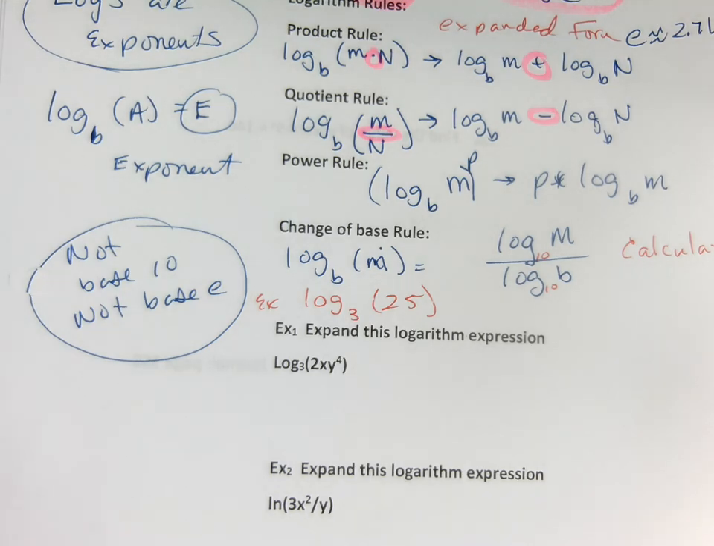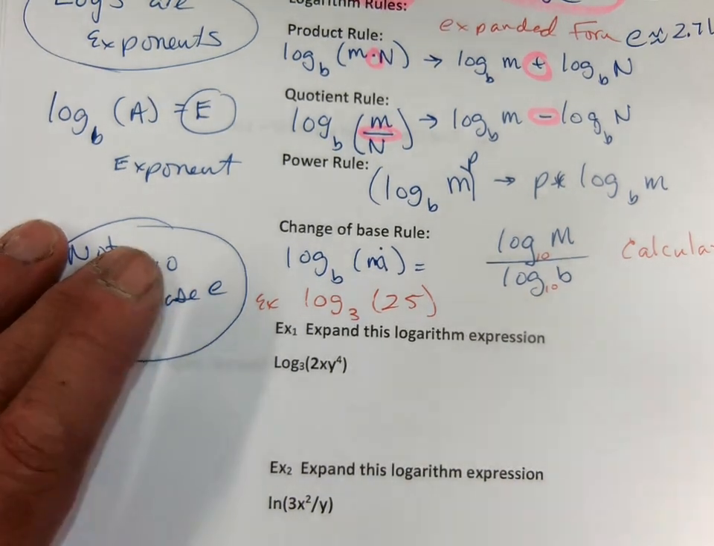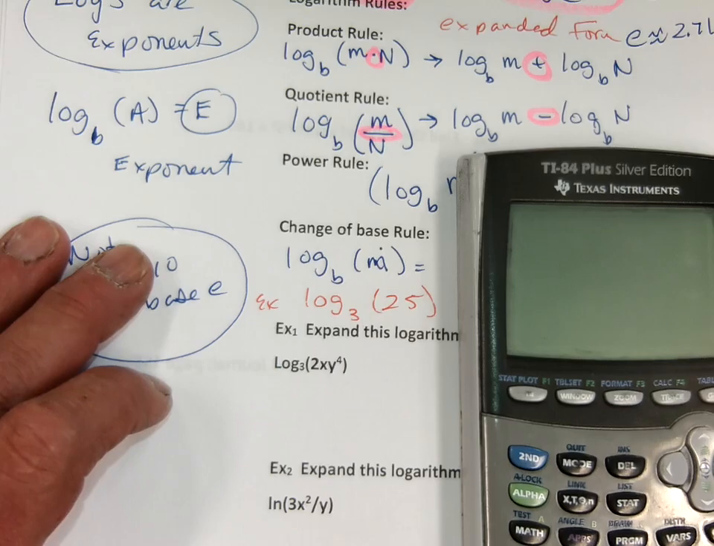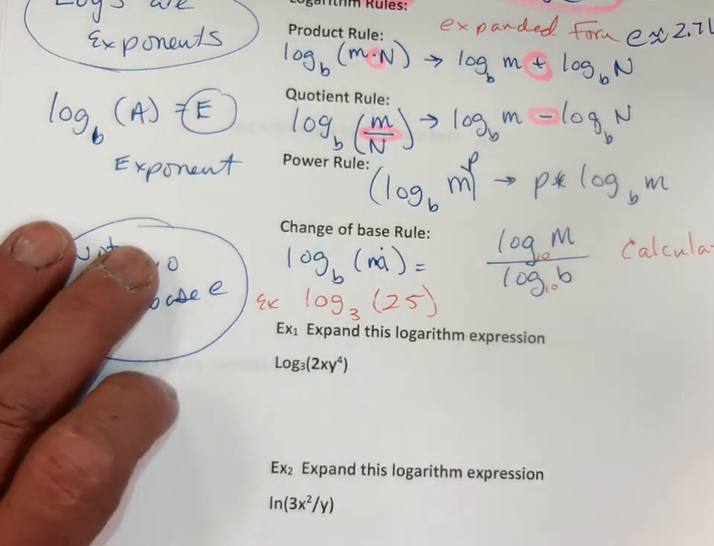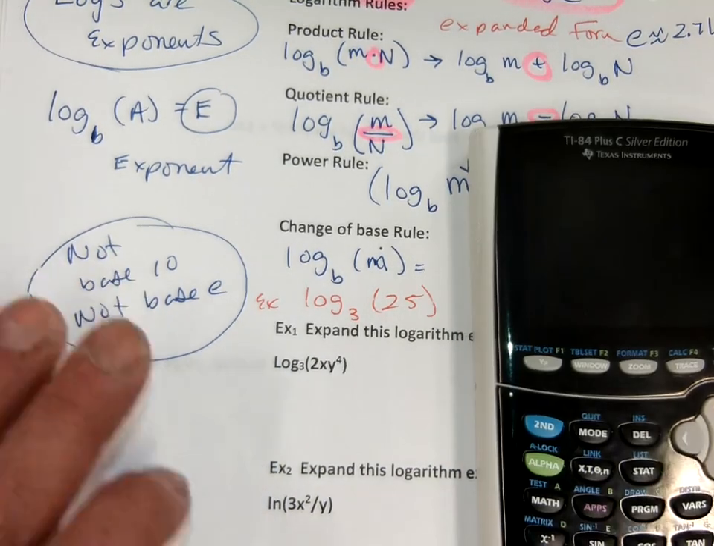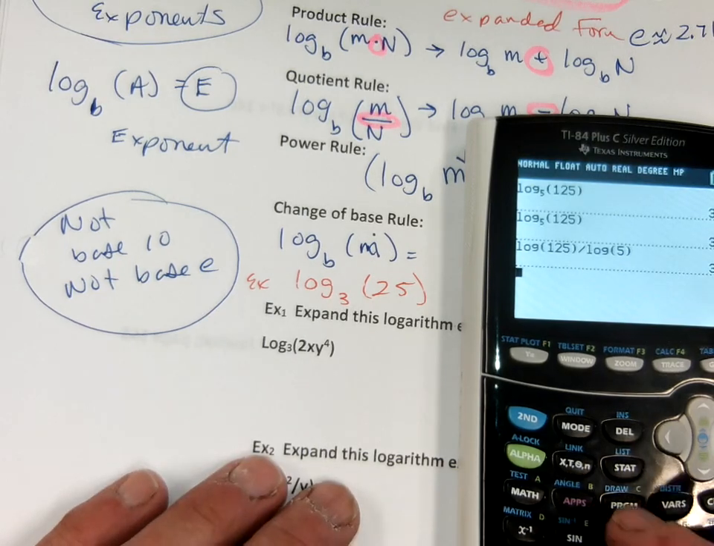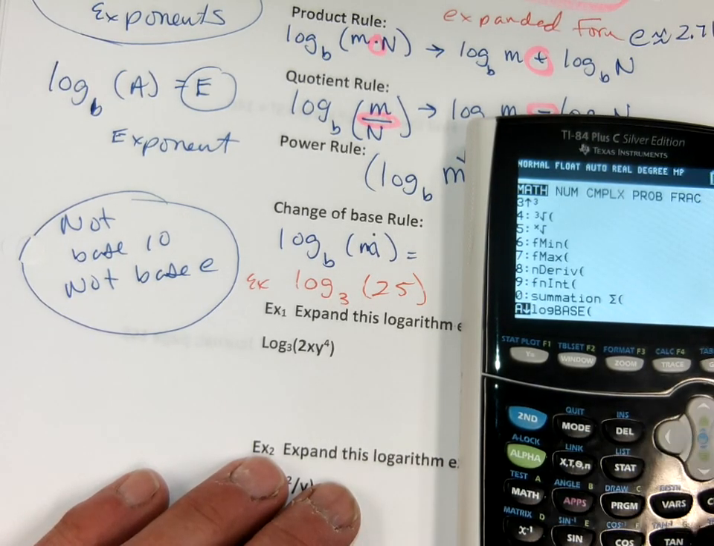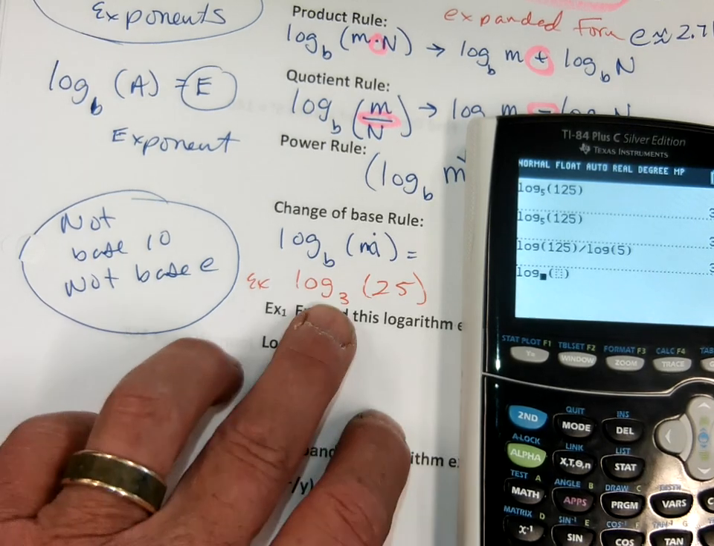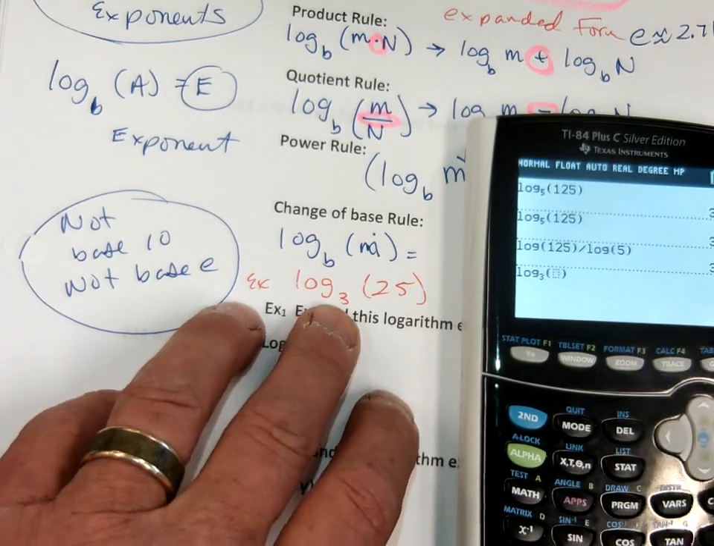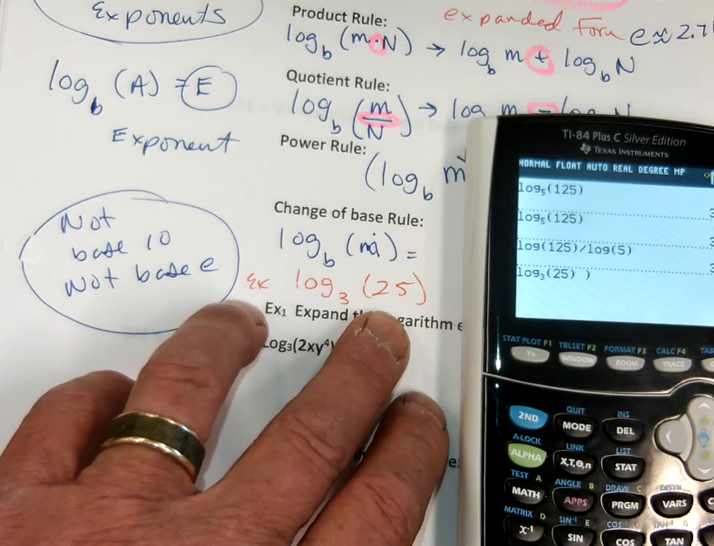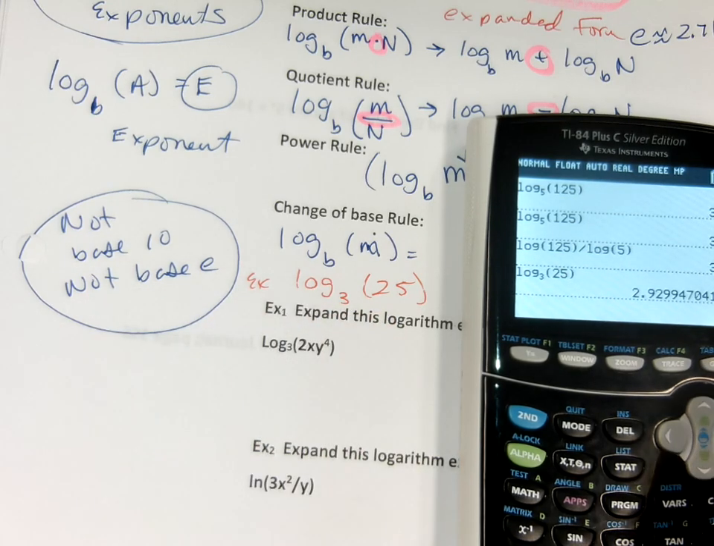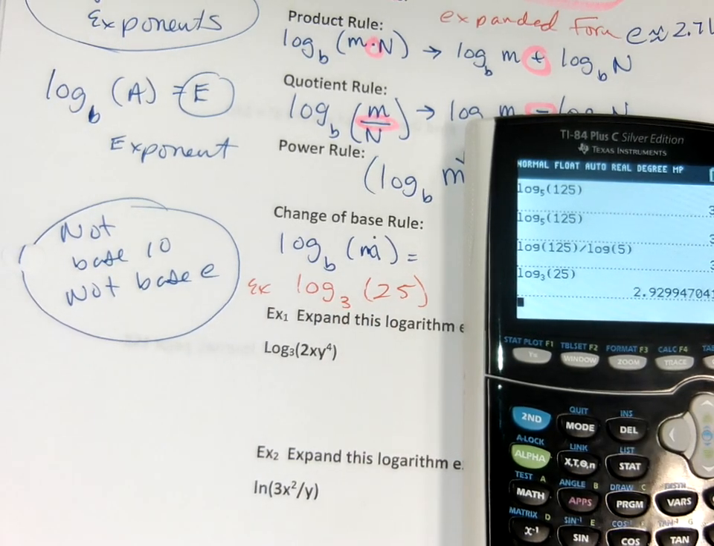So you could just go and use your fancy dancy calculator. If you have a fancy calculator, get it out and go, okay, I can do this. I can go to math, log base 3 of 25, and get about 2.9299. Okay, so guess and check.